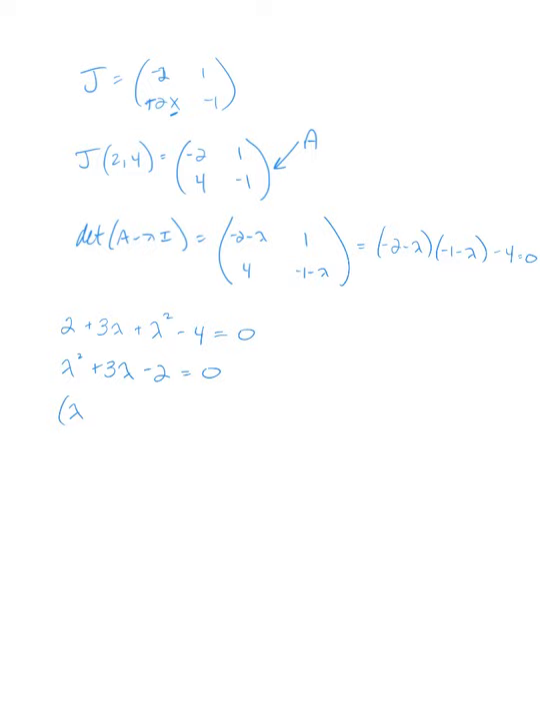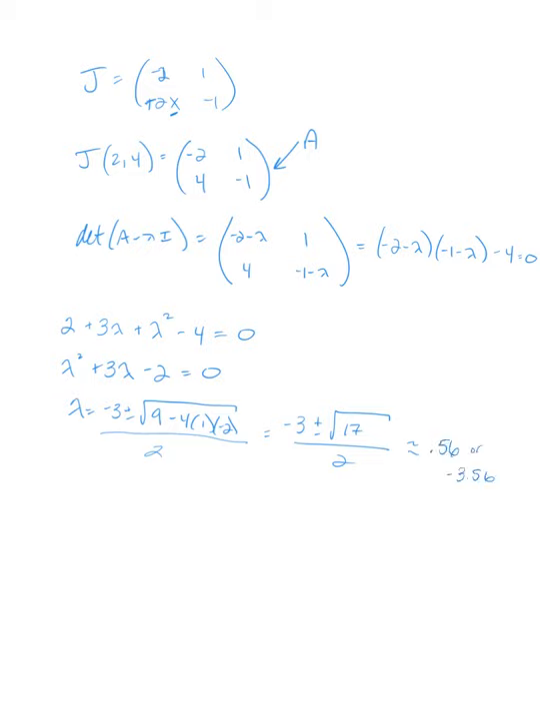Yeah, I'm pretty sure this doesn't factor, so we're going to do the quadratic formula. So lambda is -3 plus or minus the square root of b squared minus 4 times a times c, all over 2a. So this is -3 plus or minus the square root of 9 plus 8, which is 17. Okay, so those two irrational eigenvalues turn out to be 0.56 or -3.56.